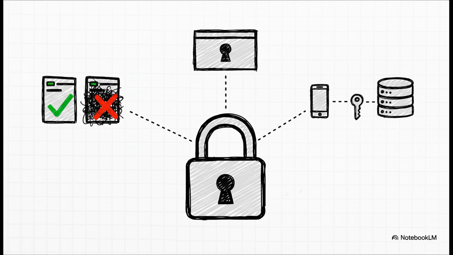First, data integrity, to make sure no one tampered with the message. Second, confidentiality, which used encryption to keep it private. And finally, authentication, which just made sure you were talking to who you thought you were talking to.